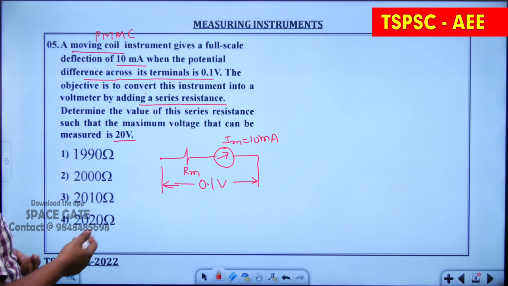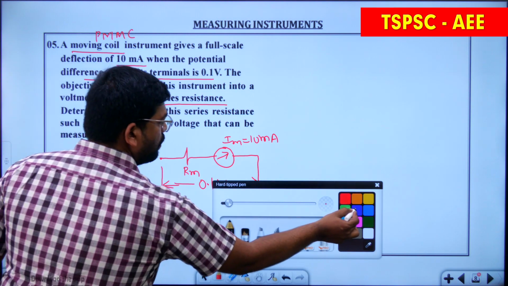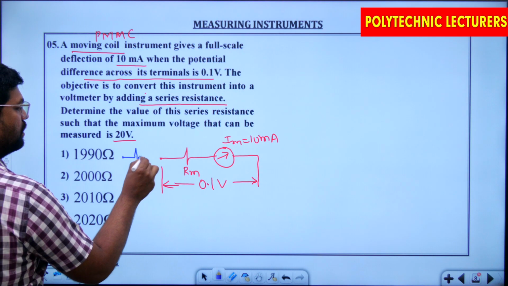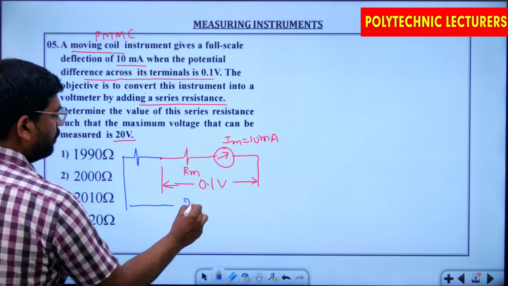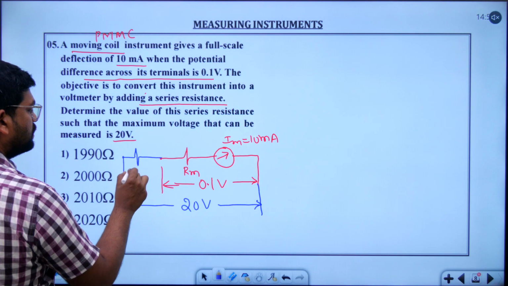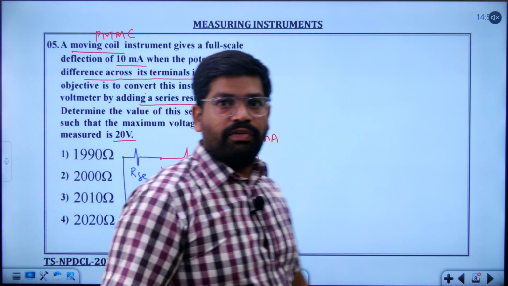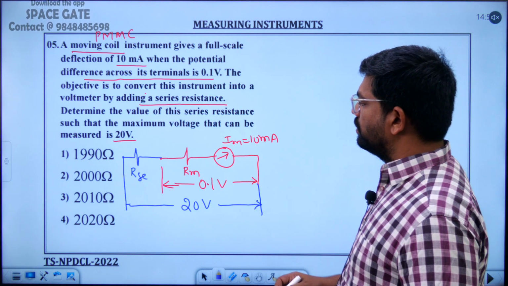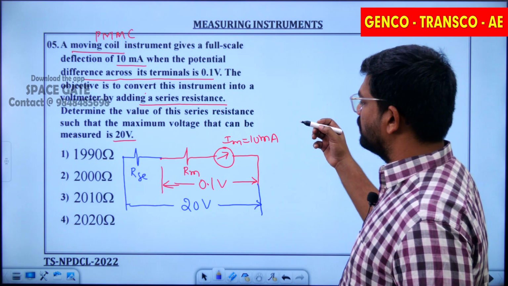Now we are extending the range to 20 volts. Further, definitely we should connect a series resistance. So we are extending the range to 20 volts from 0.1 volts, right or not? So this series resistance value is what is being asked. How to find this series resistance? First of all, if you find the meter resistance, you can easily get the series resistance. We have a simple relation here.